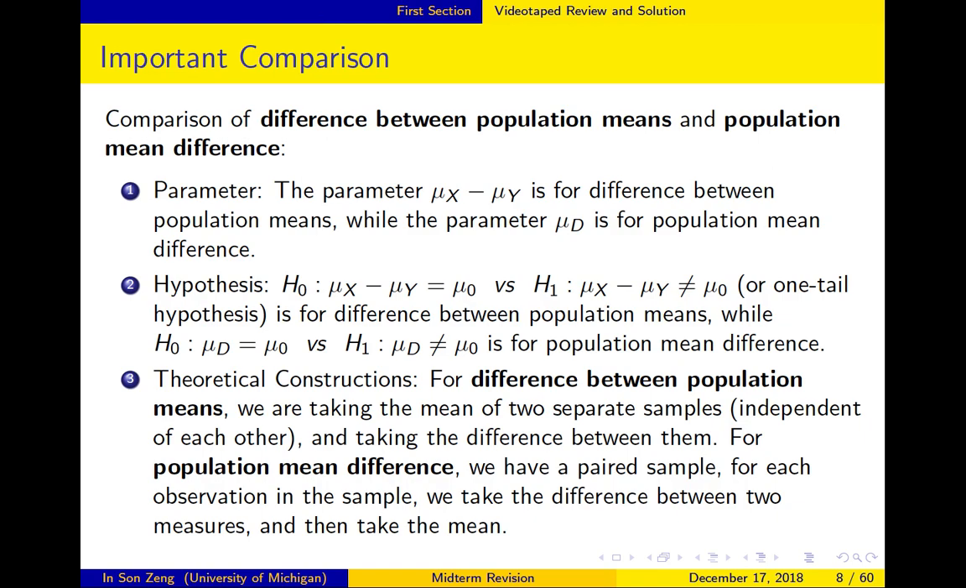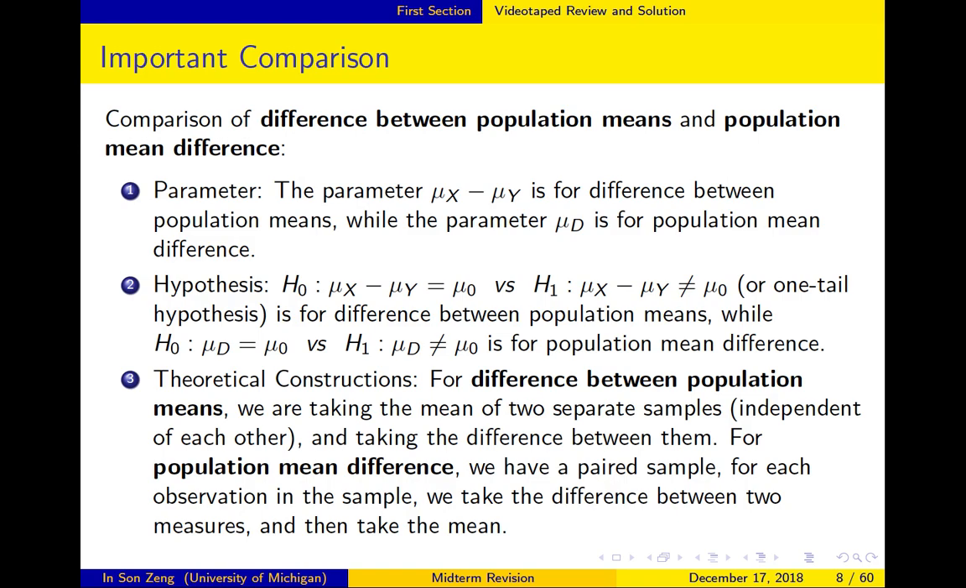So now we will talk about some comparisons between the difference between population means and the population mean difference. Because a lot of students are confused about this concept, I bring it into my video review and solution. First of all, as we defined the parameters during the class, the parameter mu x minus mu y is for the difference between population means, while the parameter mu d is for the population mean difference. It is clear, right?